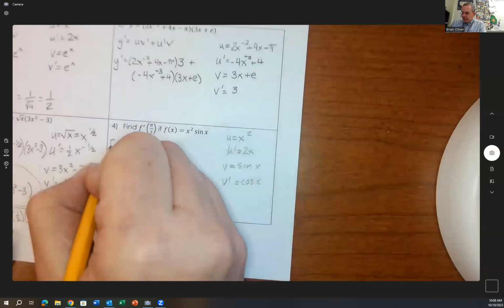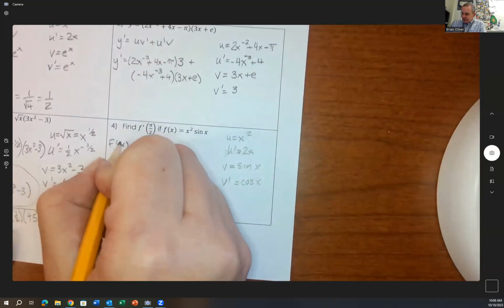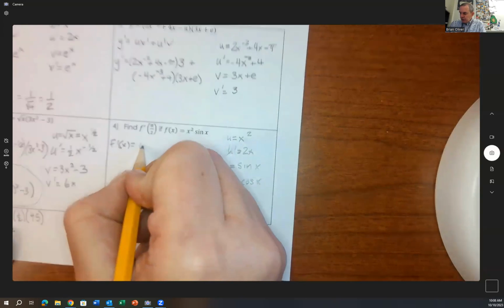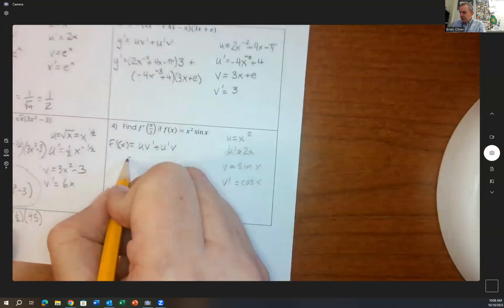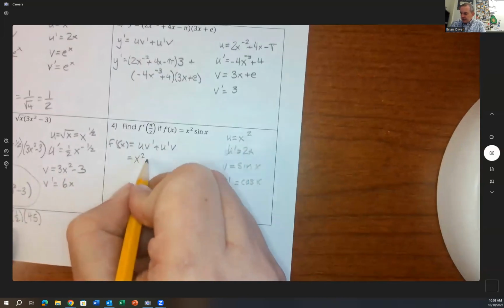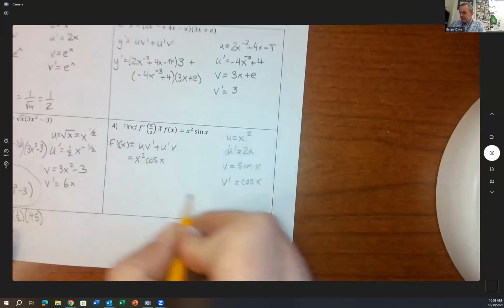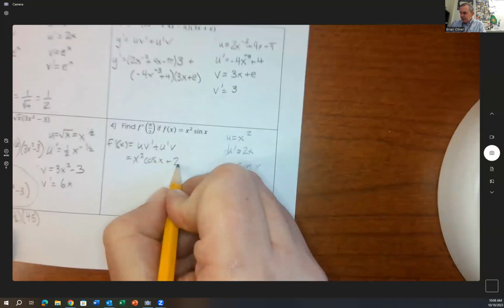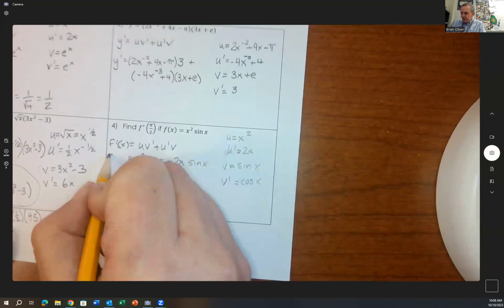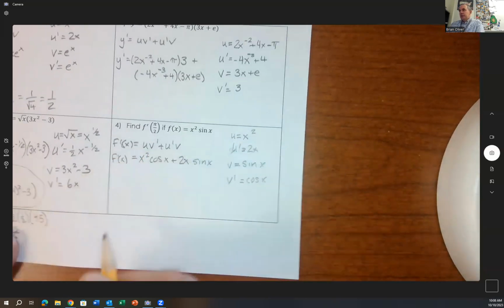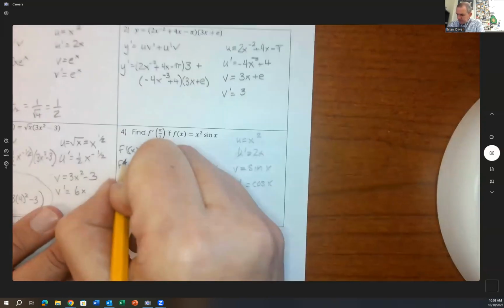So now we're going to say that f prime of x is going to equal u v prime plus u prime v. So it's going to equal u, which is x squared, times cosine x, because that's v prime, plus u prime, 2x, times v, which is sine x. And that's our derivative. So derivative, make it a little clearer.